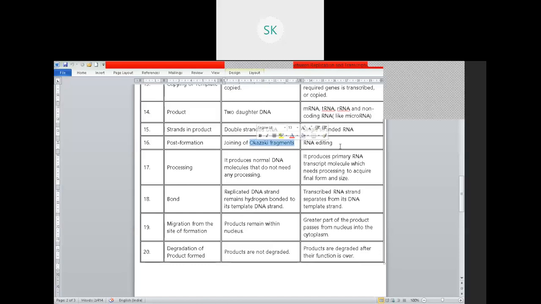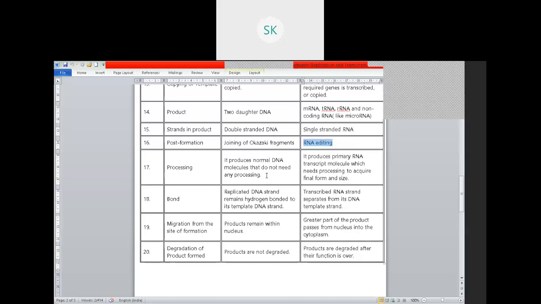But here, after formation of mRNA, the RNA will be edited. Why? Because mRNA is initially inactive in nature. It is a premature mRNA. So it has to be matured and activated, and it goes through certain alterations and modifications. Then only it is converted into a matured mRNA. Then only it will be useful for the formation of proteins in the translation process.